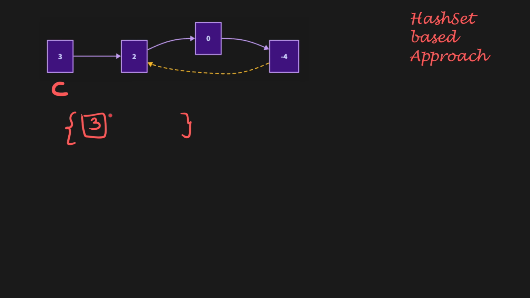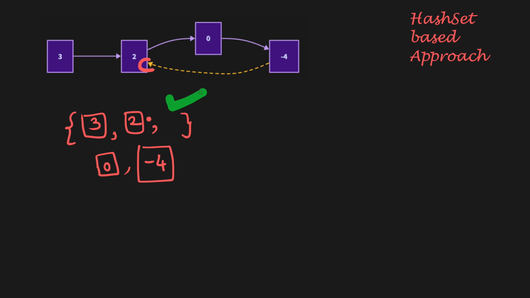Next, we visit nodes 2, 0 and -4. Since we haven't visited them yet, we add them to the set as well. Eventually, our pointer loops back from node -4 to node 2. We check, is it in the set? Yes, it is already there. Since we found a duplicate, we return true as a cycle is detected. If the list didn't have a cycle, we would have eventually reached null. And since we never found a duplicate, we would return false.